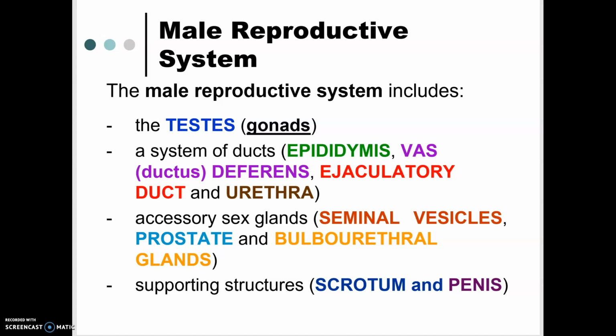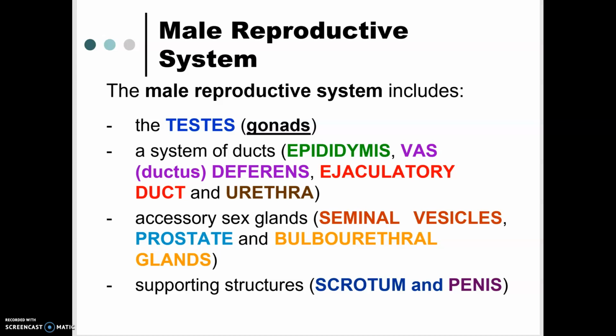All right, so on top of the gonads, we're going to have a system of ducts. So these are going to include the epididymis, the vas deferens, the ejaculatory duct, and the urethra. Those are going to carry the gametes throughout the reproductive system. And then we'll also have accessory glands: seminal vesicles, the prostate, and the bulbourethral glands. Those are all going to be accessory glands, which add things to the gametes in order to help them survive or increase their chances of success. And then the last thing we'll have are supporting structures, which in this case include the scrotum and the penis.